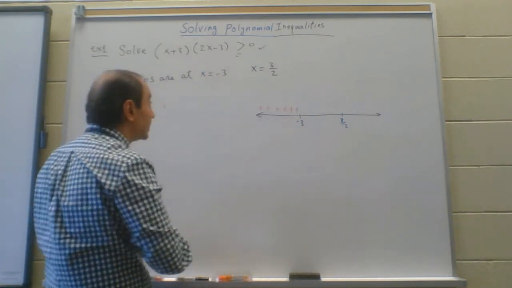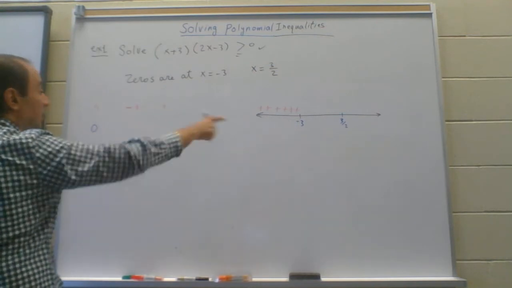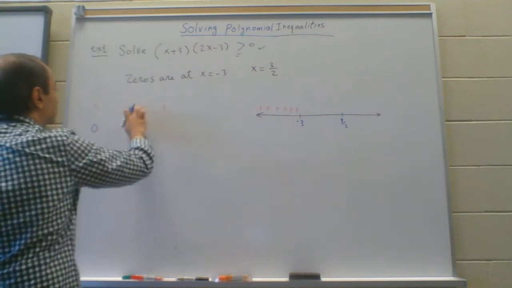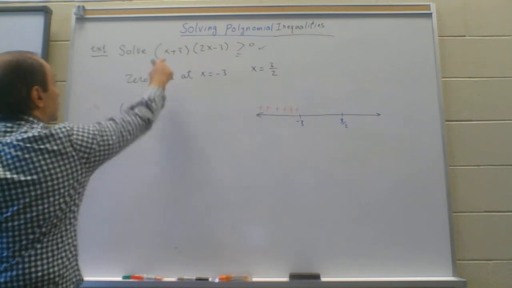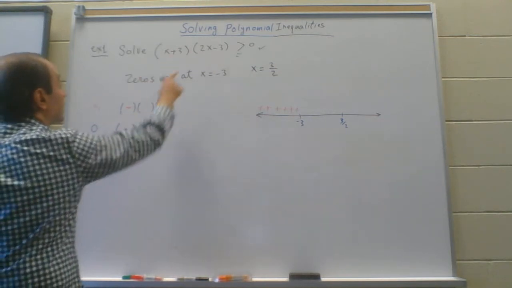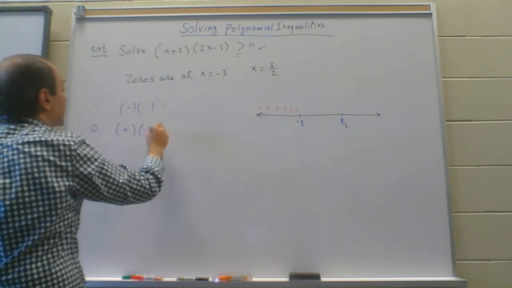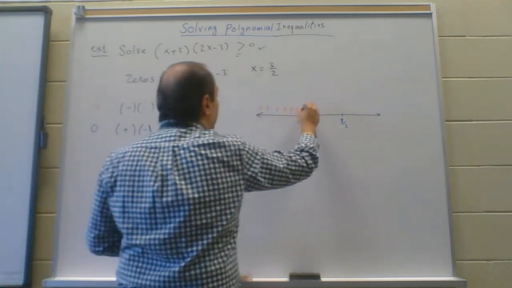So let's say the easiest thing is to put a 0, to test the second interval. If I put 0, I will get +3, so that's positive. If I put 0, I will get negative here. And positive times negative is negative, so this interval will be negative.